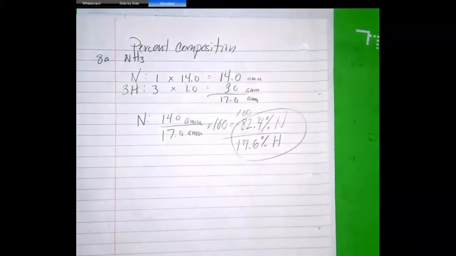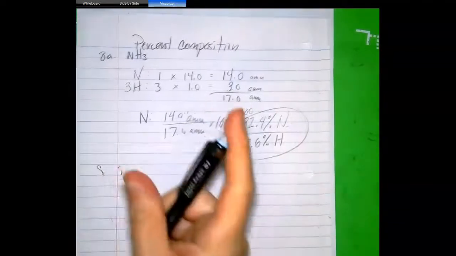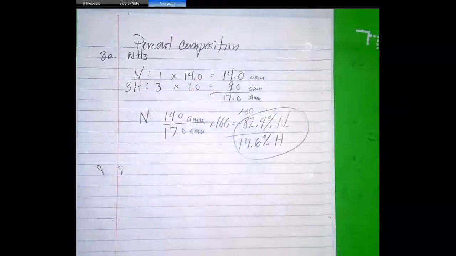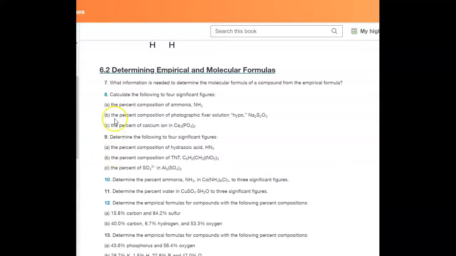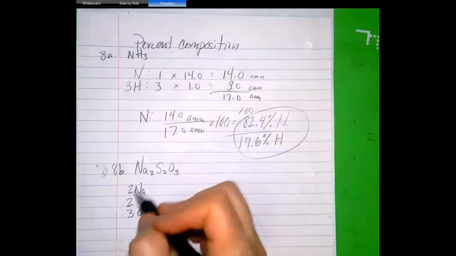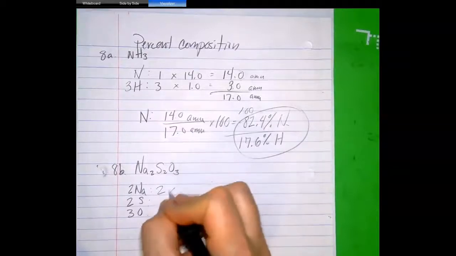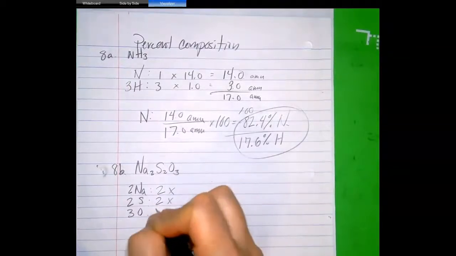Okay. Let's do 8B. B says, find the percent composition of photographic fixer solution called hypo, Na2S2O3. We're going to list all of the atoms here. We say 2 times, 3 times.